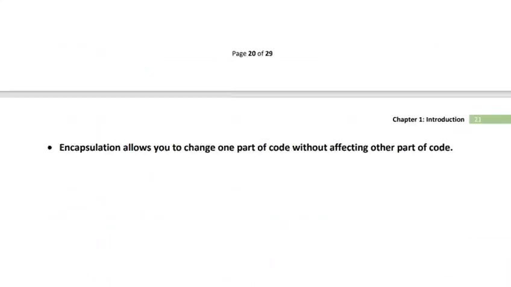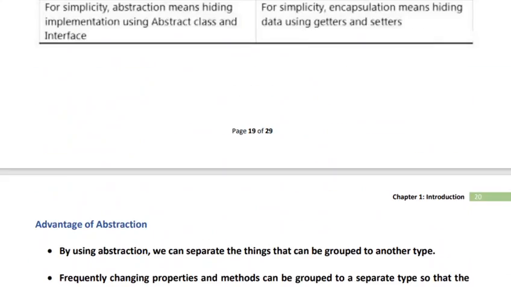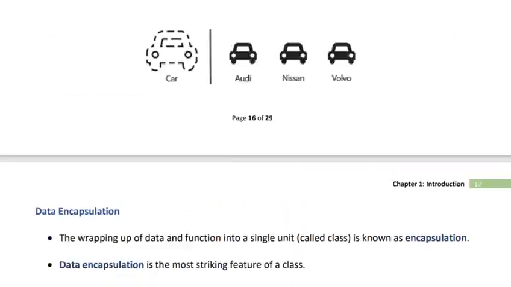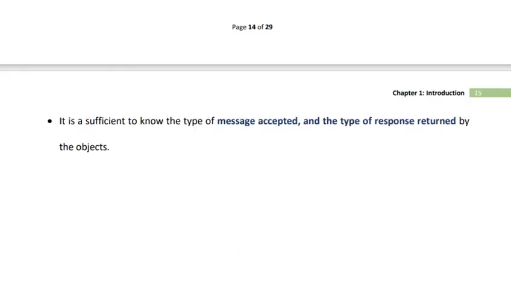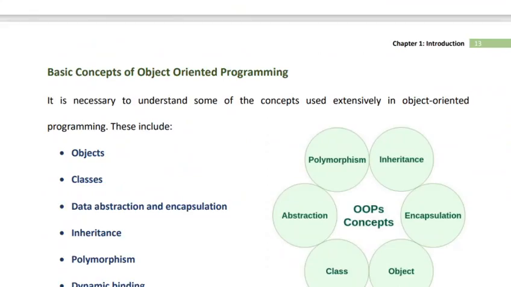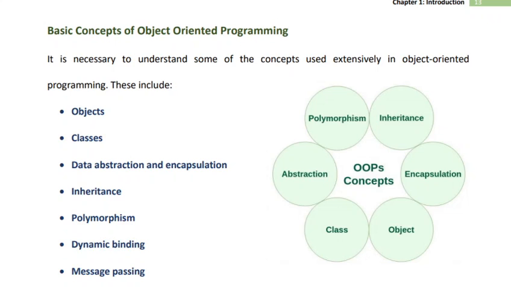So in today's class, we have learned about the basic concepts of the object-oriented programming paradigm. We have discussed what an object is, what a class is, what data abstraction and encapsulation are in a nutshell, and discussed inheritance. In the next class, we're going to discuss the rest of the concepts of the object-oriented programming paradigm.